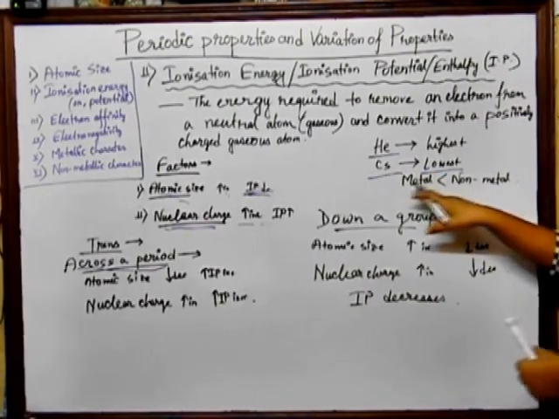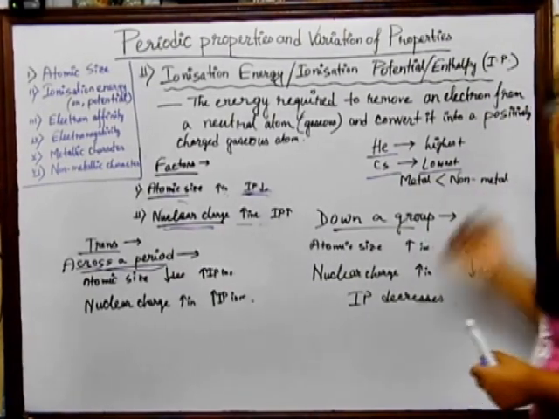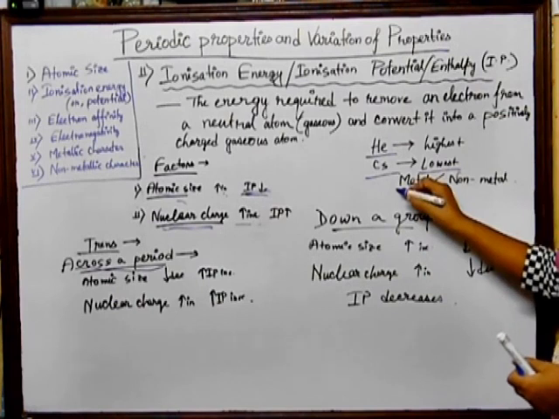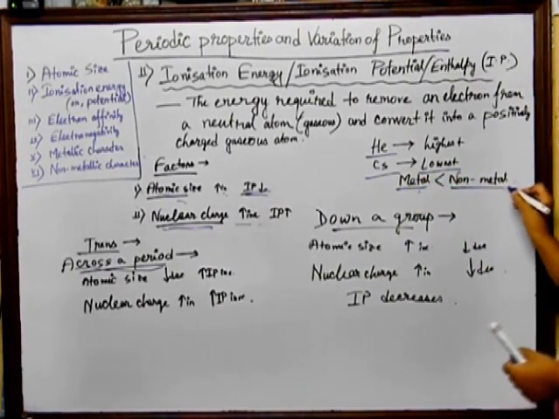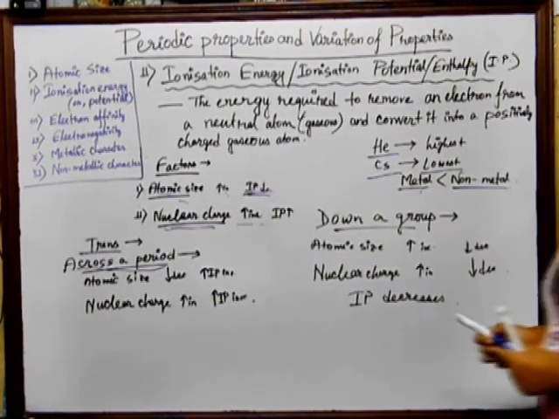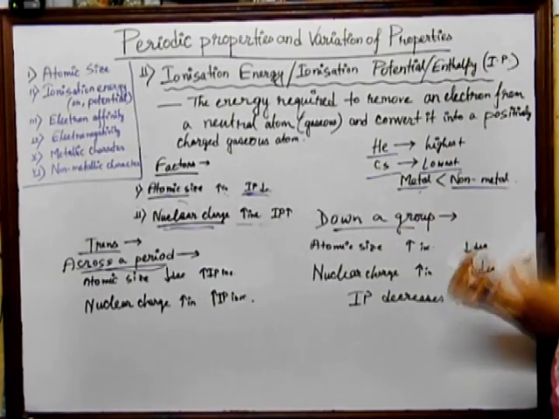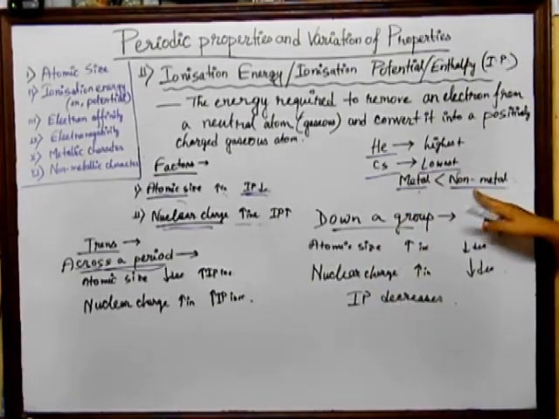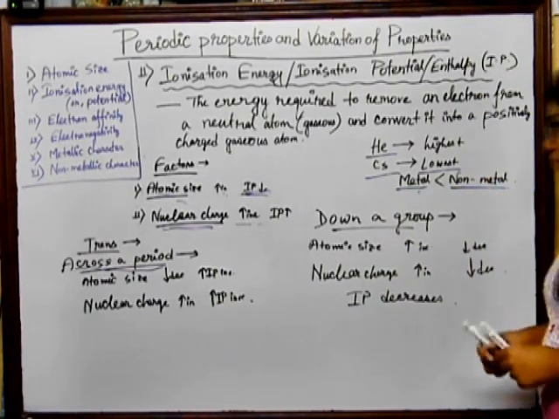In the case of metal and non-metal, metal can easily leave electron. So the ionization potential of metal will be less, and in case of non-metal, they can't release electron so easily. They can accept electron. They have electron deficiency. So the IP will be more in case of non-metal atoms.